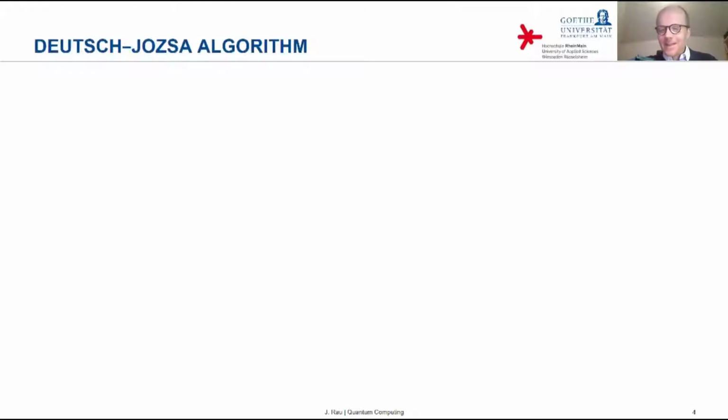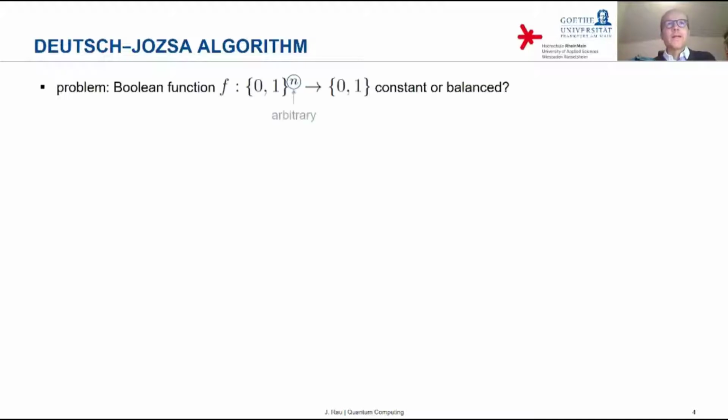Last time we set the scene for the Deutsch-Jozsa algorithm, and we defined the precise mathematical problem that this algorithm is intended to solve. Namely, we have a Boolean function from a bit string of arbitrary length n to 0 or 1. And the problem we want to solve is whether this function is constant or balanced, meaning that the two possible values of the function, 0 and 1, occur with equal frequency.